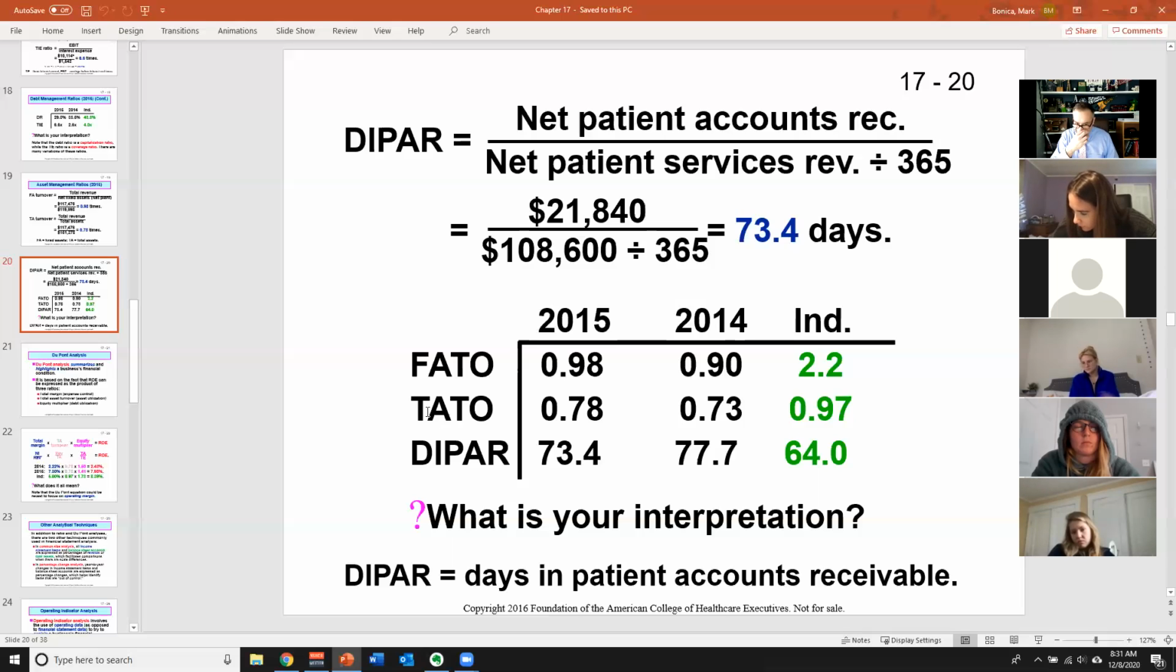Days in accounts receivable, the organization is a little high. So in this case, again, days in patient accounts receivable, you want that number to be as low as possible. So really all three of these are kind of unlimited in terms of how high or low you want them. But you really want the top two to be high and the last one to be as low as possible.